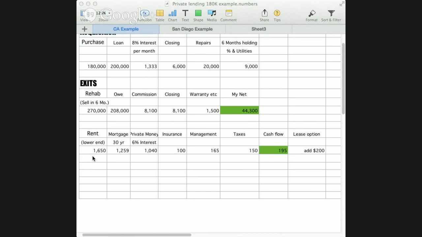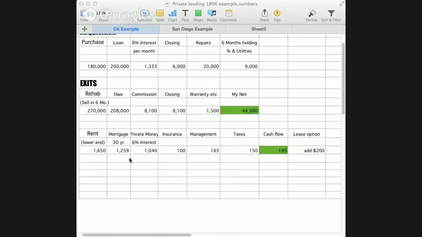Your other exit strategy is that you could rent out the property, and this would be sort of the lower end rent for a house that's worth $270,000. So that's conservative, the lower end on the rent. $1,650.